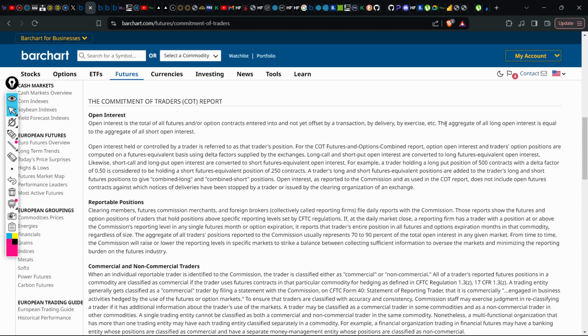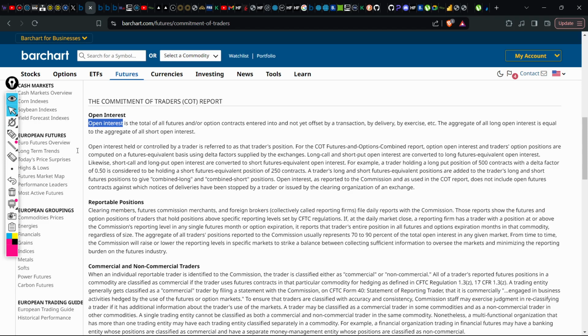So the aggregate of all long open interest is equal to the aggregate of all short open interest. Essentially, it's all positions as a combined total. Open interest is the total of all futures and or option contracts that are not yet settled. These are open positions in general that have not yet been settled. Pending positions that have not yet been settled.